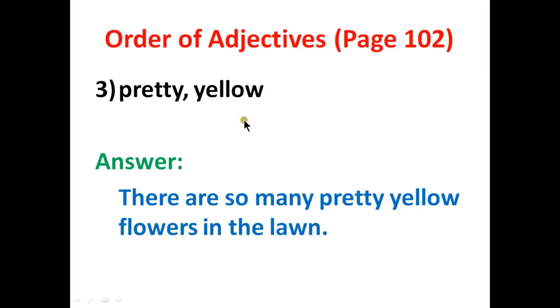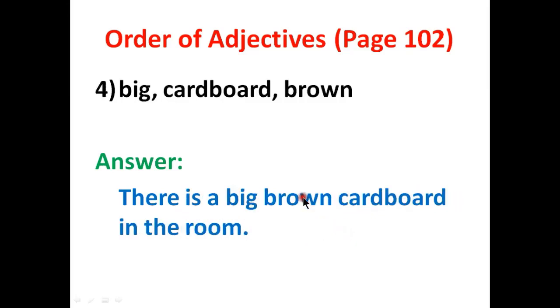Number 3, pretty yellow. Now we have to use these two adjectives for one noun. There are so many pretty yellow flowers in the lawn. The sentence is 100% okay. But if you say there are so many yellow pretty flowers, then it will not be okay. Please write the sentence: there are so many pretty yellow flowers in the lawn.